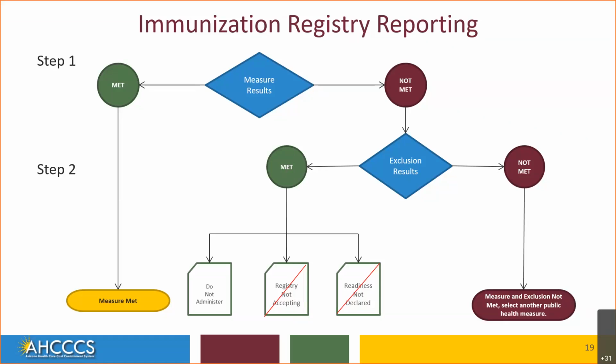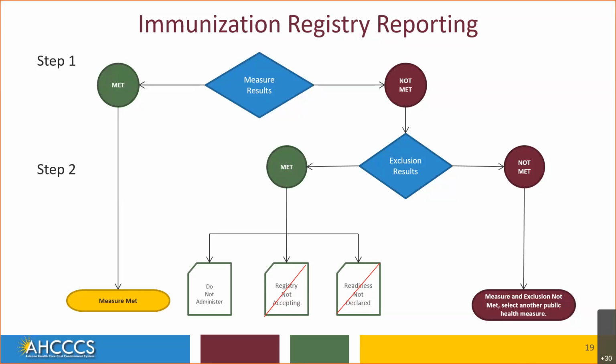Okay, so let's look at the exclusion results. So if you go down to exclusion results, and then we go over to the left, which shows you meet one of the exclusions. Well, what are those exclusions? So we're going to go down into the middle where it shows 3 different boxes. That first one shows do not administer, which is allowed for EPs in the state of Arizona. If they do not administer immunizations, then they do not have to submit immunization data because there is no data to submit to the registry.